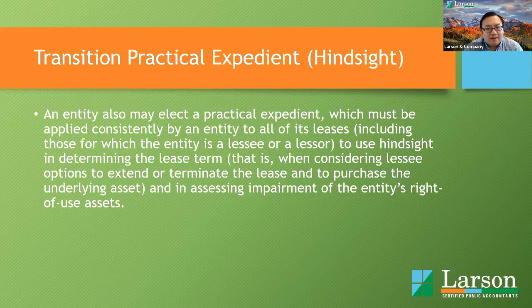So when you're looking at renewal options, how long is my term, or how long do I think I will have? Although 2 years ago when you entered the lease, you may not have thought that you'd renew, you don't have to go back and use the 2 years instead of looking at what you have now. Now that 2 years have passed and you have exercised the renewal option, you can use the renewal activity, the subsequent event, as your hindsight to determine lease terms, and also assess impairment of right of use assets as well.